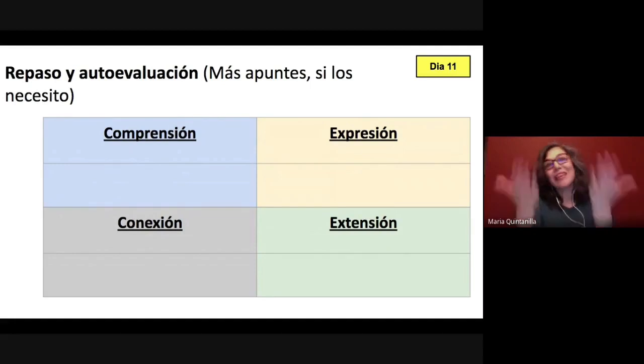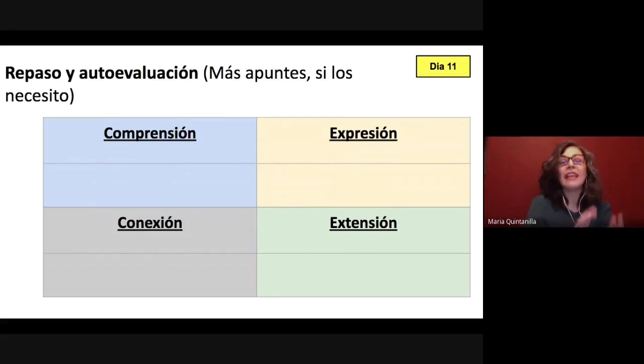They make a copy, they share it back to me, and I am able to conference with them, check or monitor their work, and they don't have to submit it until the end of the week, but we are going over their work daily.